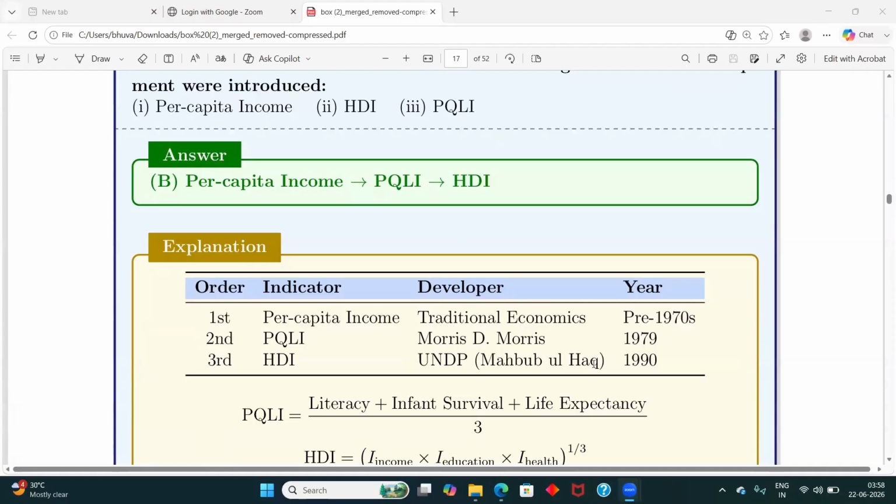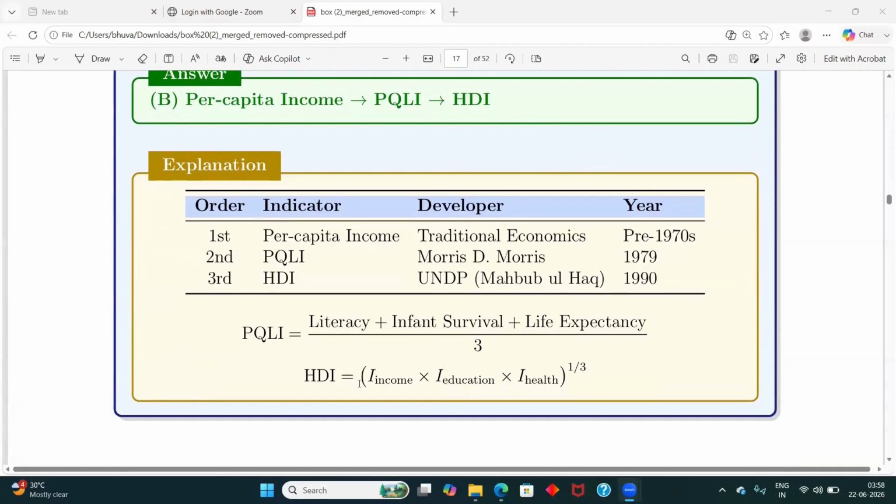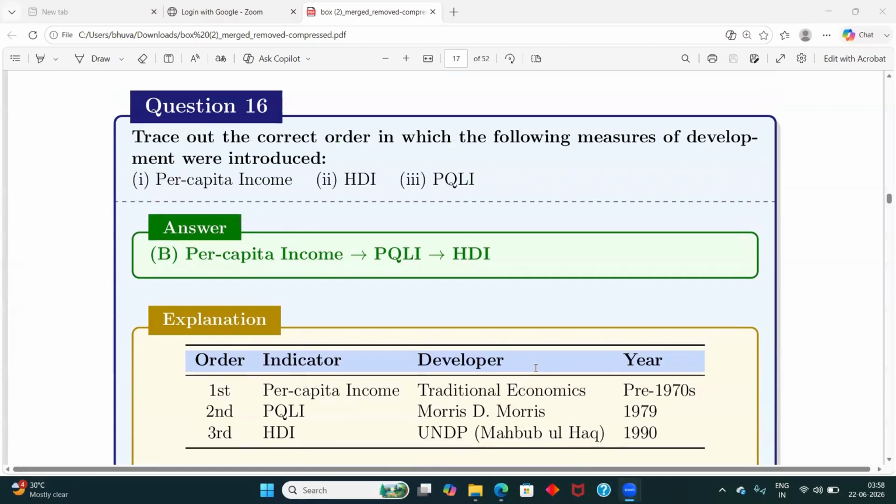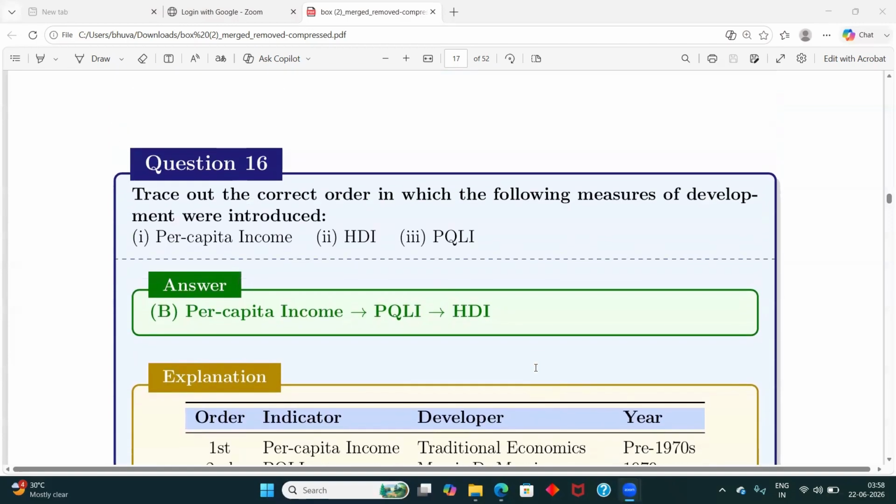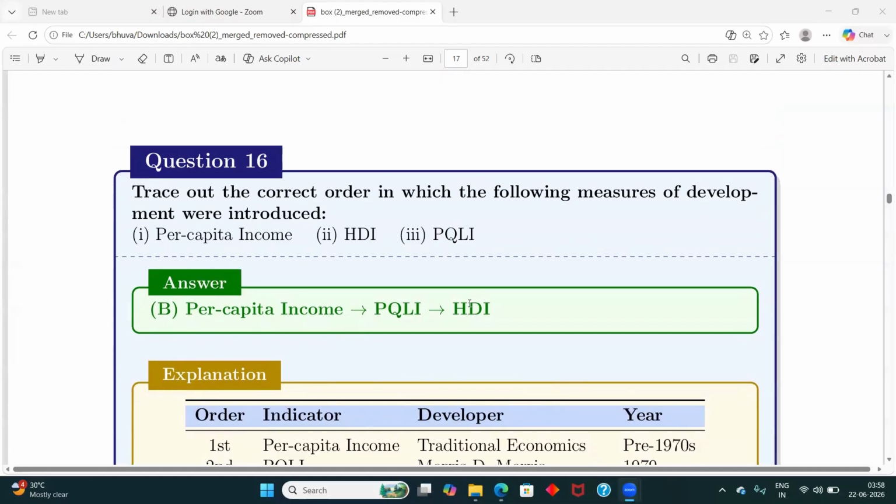Here we also need to remember the economist Amartya Sen, who was also a part of HDI in 1990. HDI is calculated using this formula: income, education, and health under the root of 1 by 3. So the correct option is not here. We add, don't add. So first comes per capita income, then PQLI, and last is HDI for this sequence.